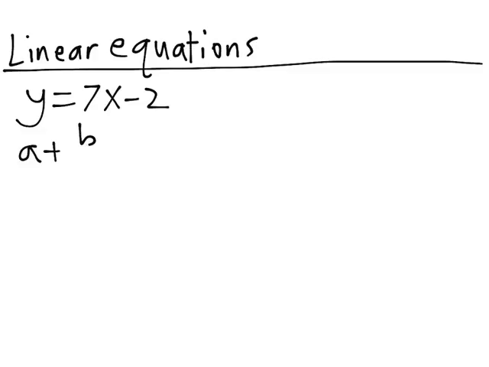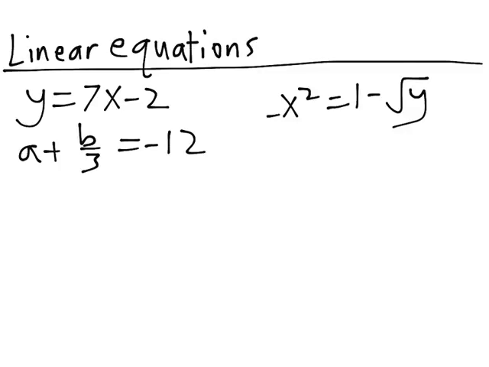a plus b over 3 is equal to minus 12 is also a linear equation. But x squared is equal to 1 minus the square root of y is not a linear equation. That's because x squared is multiplying one variable by another, which is not allowed, and square root of y is performing a square root on the variable y, which is also not allowed.